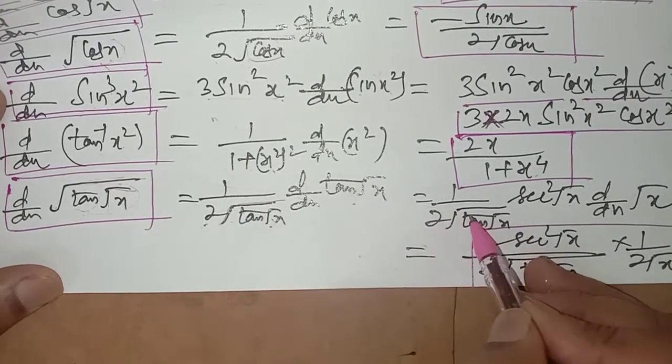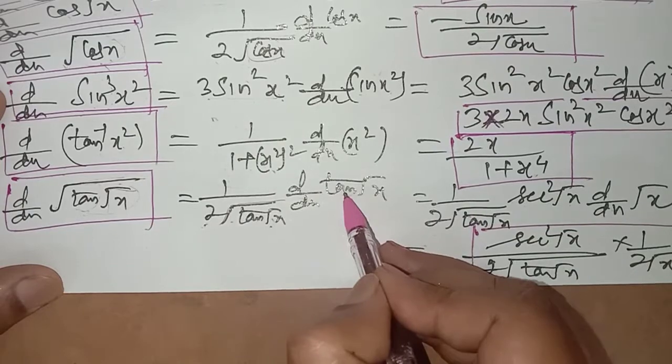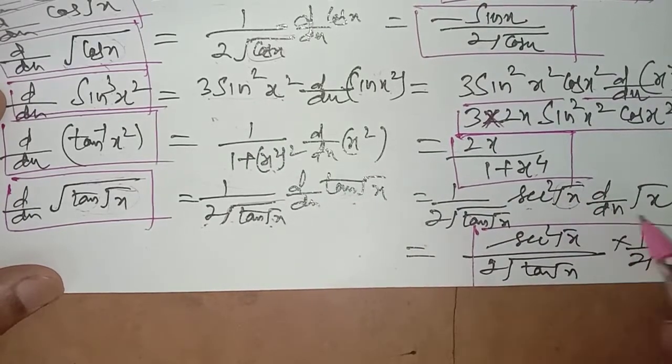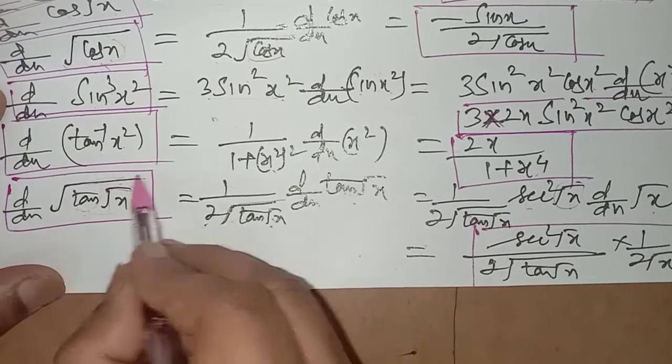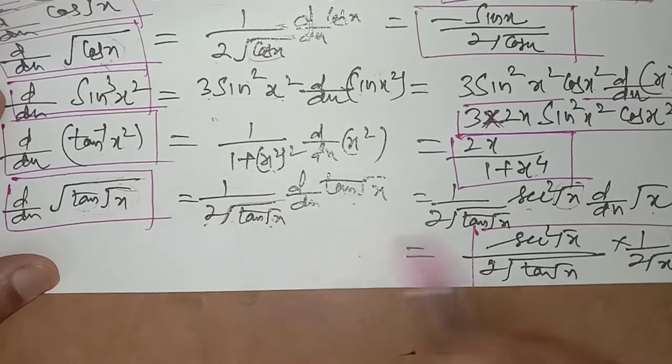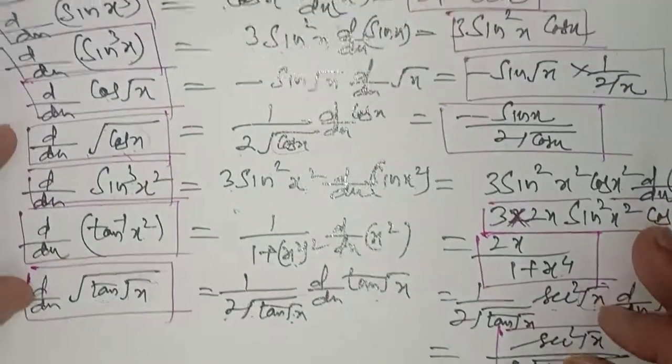Now multiply with the derivative of root x. First of all this root, then differentiate tan, then differentiate root x. The derivative of root x is 1 upon 2 root x. So this is the derivative of a composite function.